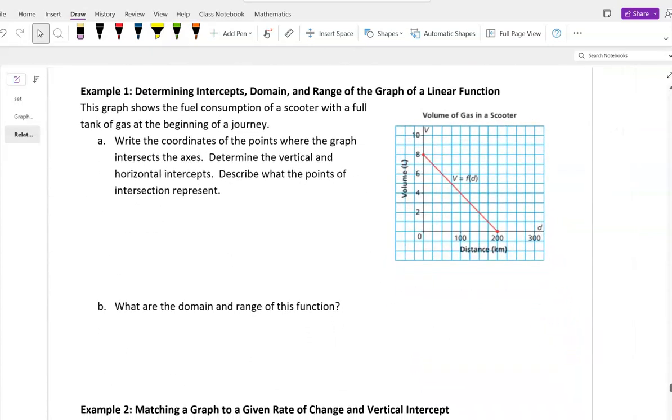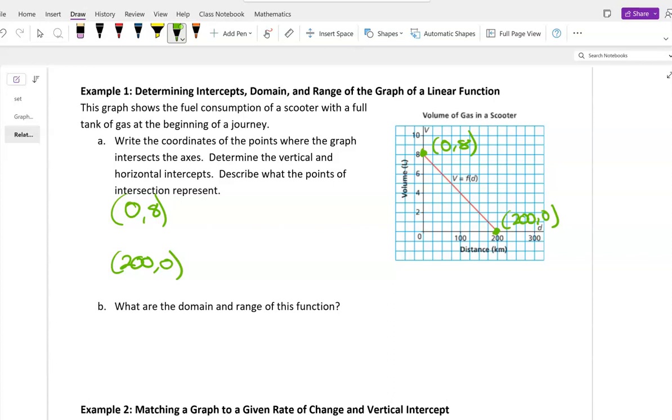Okay, try another one. Determining intercepts, domain, range, and graph of a linear function. So we have a linear function. Man, the graph even looks the same. It's this red line that's going down. Okay, write the coordinates of the points where the graph intersects the axis. This is 0, 8, and this is 200, 0. So let's write that, 0, 8, 200, 0. Okay, that's the coordinates.